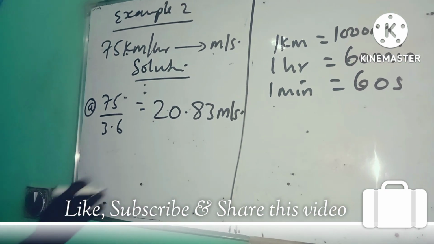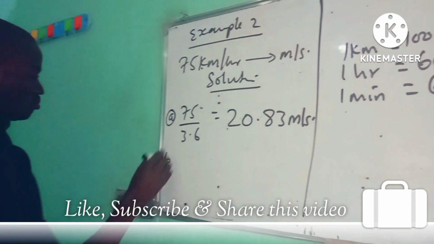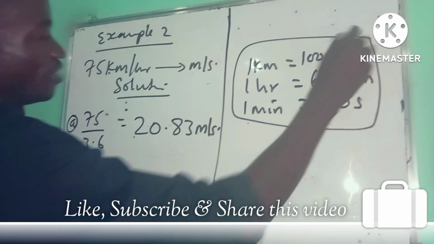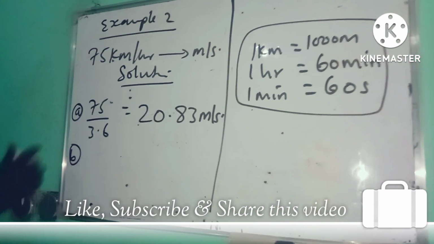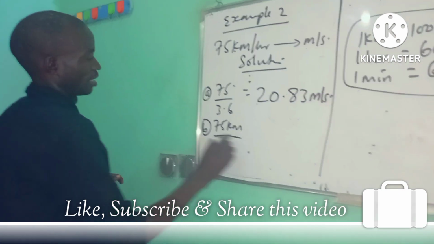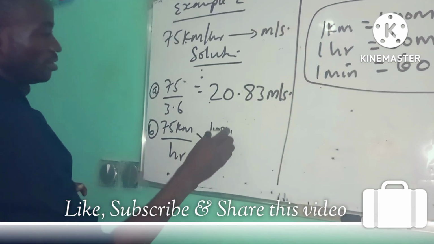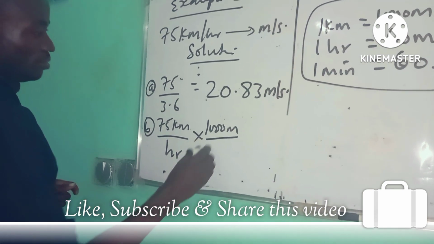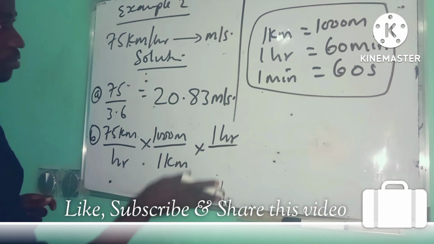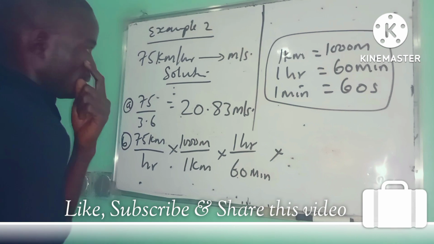So for the second method, we're expected to have this. This quick method is just for you to have an idea of what you are supposed to get. So B, the second method. For us to achieve the second method, we need to bear in mind that these conversion factors will help us. So we have 75 kilometer per hour, times 1000 meter upon 1 kilometer, times 1 hour upon 60 minutes.